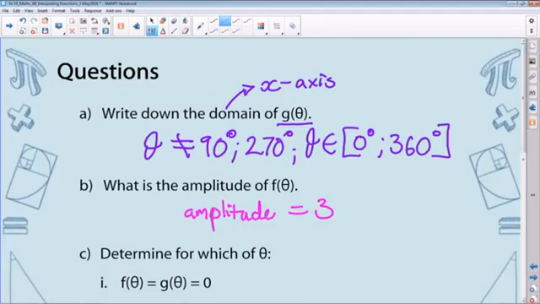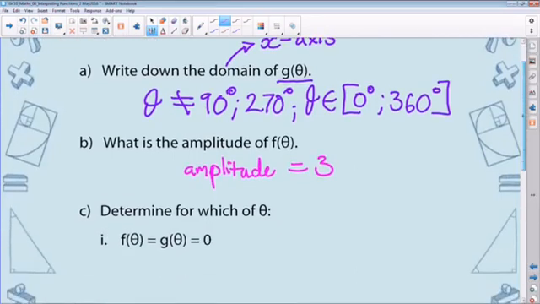Once again, this is not a thinking question. This is something you either know or you don't. And because you are clever about the maths you do, you're going to study what amplitude means, what domain means, and you're going to be able to answer those questions without thinking.